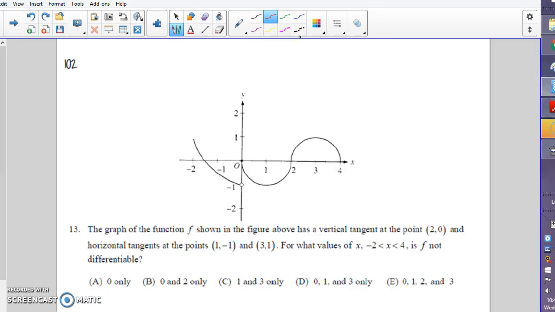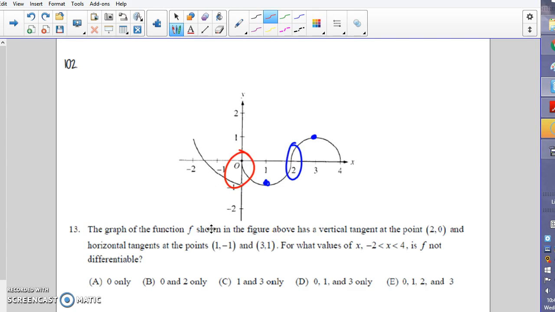This is a graph of a function f, and it's asking where the function is undefined. It tells you that you have a horizontal tangent at 1 and 3. It tells you that you have a vertical tangent at 2. And then you also have a discontinuity hanging out right here.